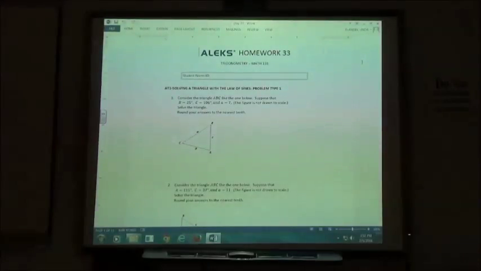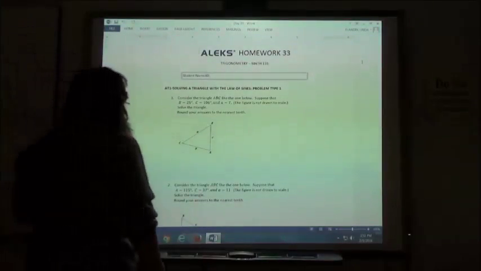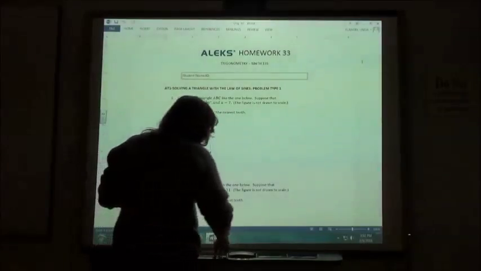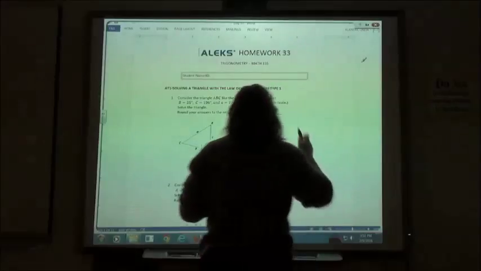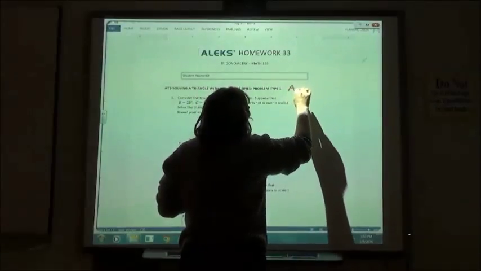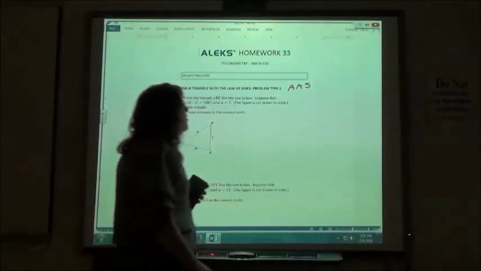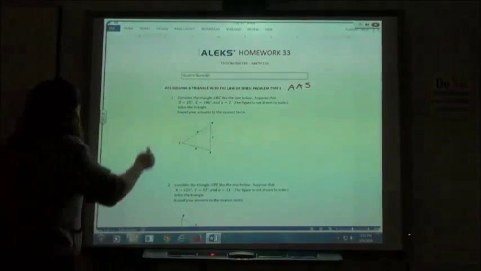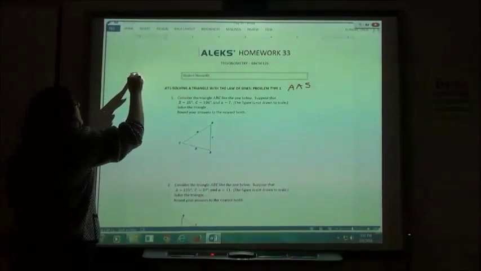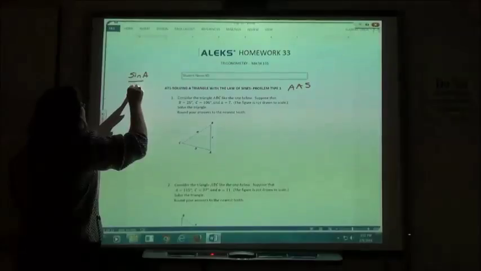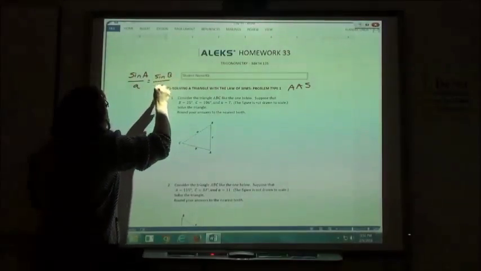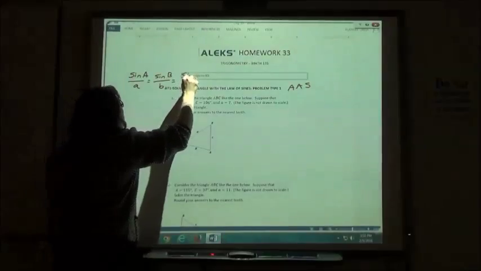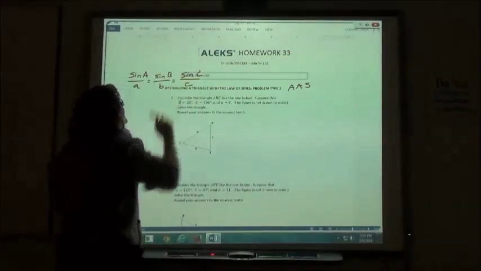Homework 33 starts off with solving a triangle with the law of sines. We use the law of sines in a couple different cases, but on this first one, if you have two angles and a side, angle, angle, side. The law of sines says if you take the sine of angle A over side A, it's equal to the sine of angle B over side B, which is equal to the sine of angle C over side C.